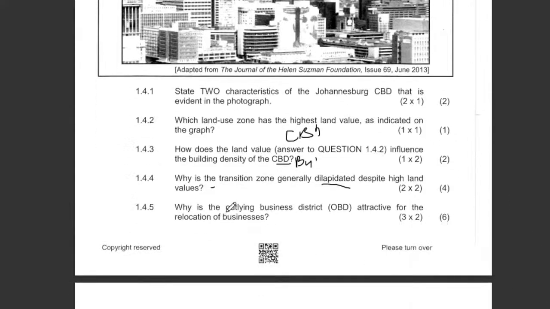Why is the outlying business district attractive for the relocation of businesses? The outlying business districts are far away from the CBD, so that means there is enough space. There is enough space for expansion. That is the first one.